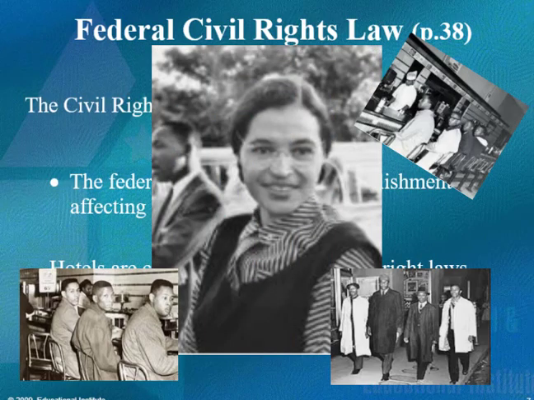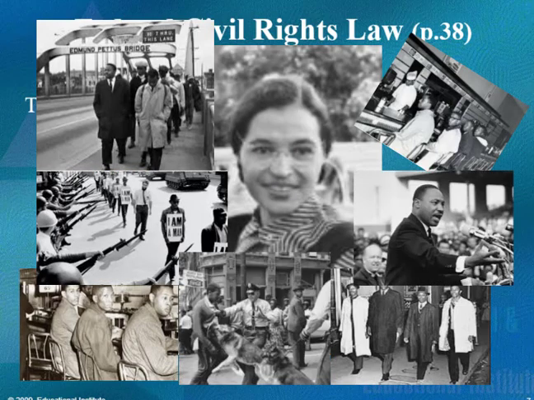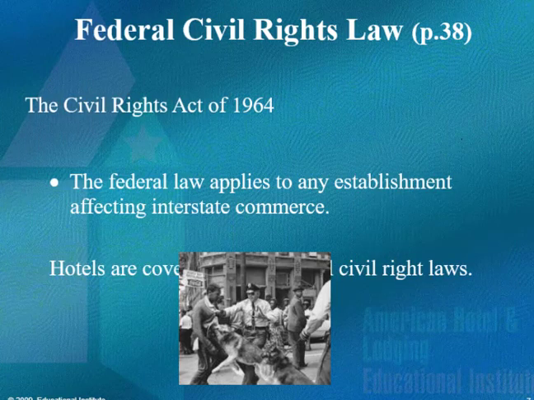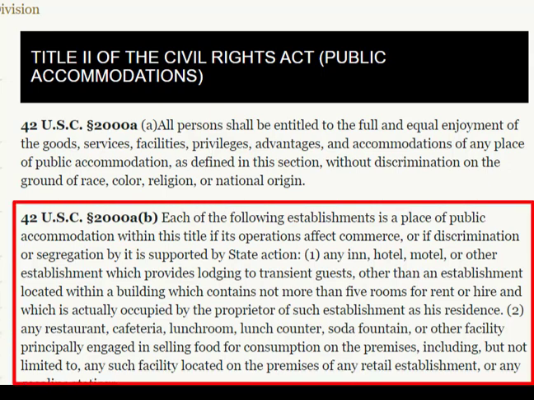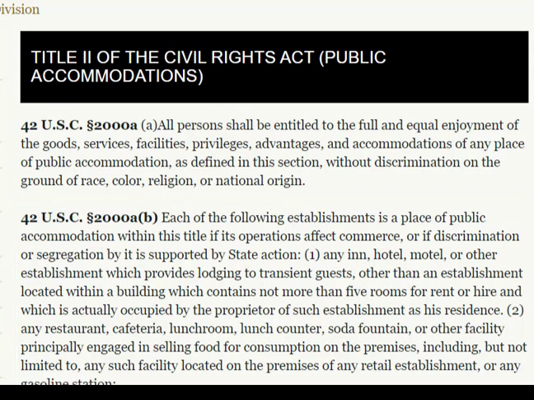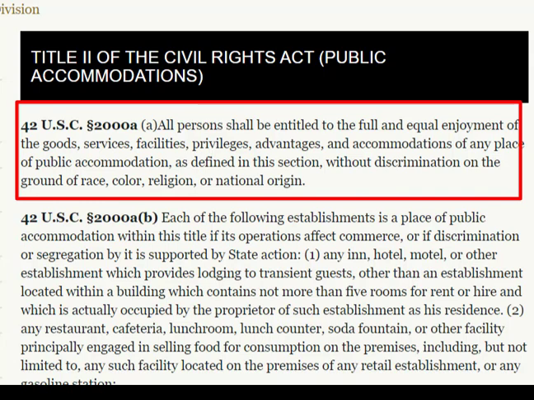This heroic act, along with a host of similarly extraordinary and brave acts by others, eventually led to the Federal Civil Rights Act of 1964. Specifically important to our class and our study is Title II of the Civil Rights Act, which deals with public accommodations. Title II specifically talks about places of public accommodation, which are defined as things like inns, hotels, motels, restaurants, cafeterias, bars, theaters, sports arenas, etc., and states that, quote, "all persons shall be entitled to the full and equal enjoyment of the goods, services, facilities, privileges, advantages, and accommodations of any place of public accommodation, as defined in this section, without discrimination on the ground of race, color, religion, or national origin."